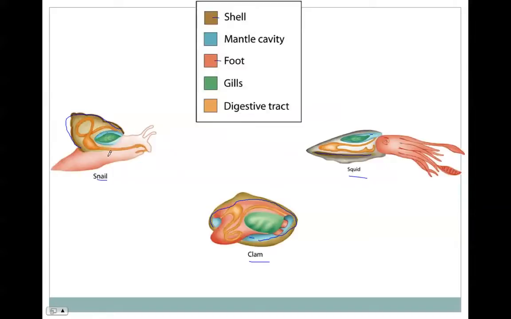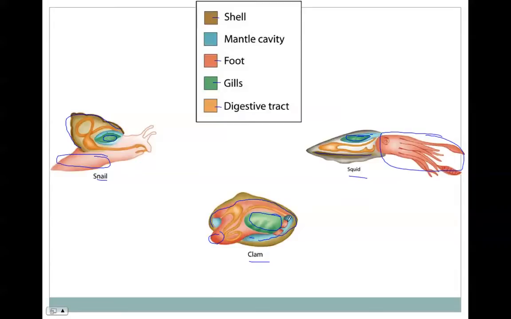The foot is for the snail, this part, for the clam right here, and for the squid, this is the foot. You also have the gills. The gills are for feeding in the clams, so the gills will serve a purpose of feeding and also breathing. But in other organisms like the snail or the squid, it's going to serve a purpose of respiration, exchange of carbon dioxide and oxygen. And then you have a basic, very simple digestive tract going through each one of these organisms.